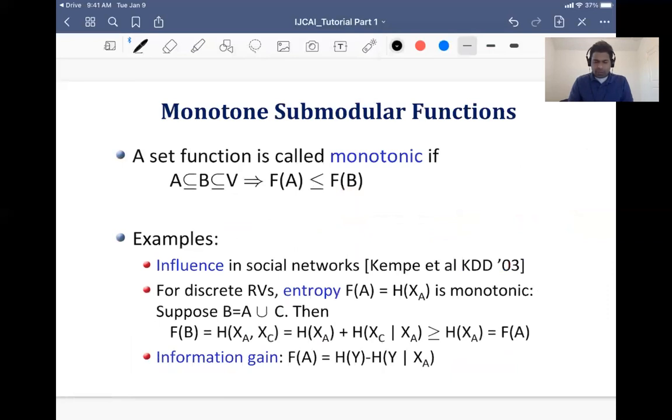All right. So we also say that a function is monotonic, or monotone submodular, if, as the set grows, so as you go from a subset to a superset, the information function also grows, right? So that means that when A is a subset of B, f of A is less than or equal to f of B, right? So as you go to a larger set, it has more information. This is very intuitive, right? And a number of submodular functions like influence functions, entropy functions, information gain, etc. are all monotone submodular.